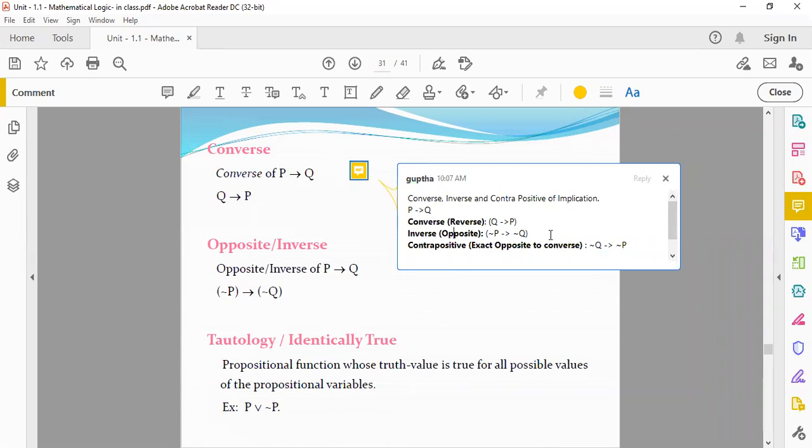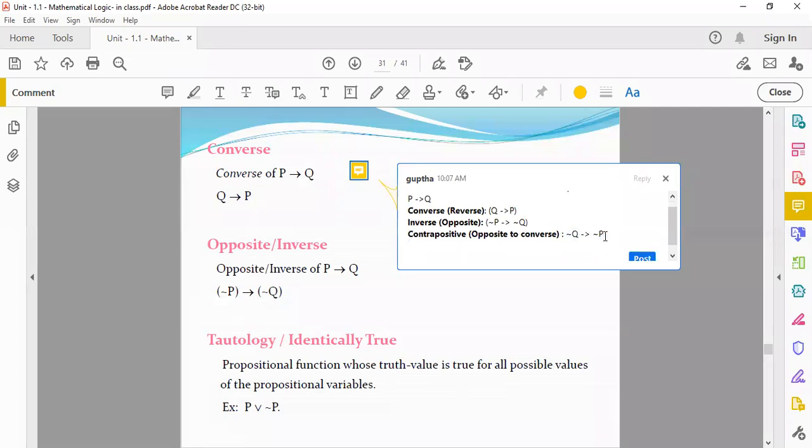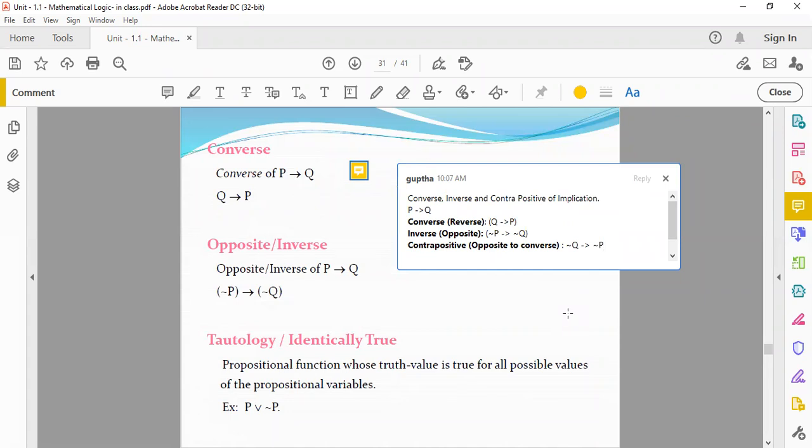And the next one is the inverse. It is the opposite of P implies Q: negation P implies negation Q. And the next one is the contrapositive, the opposite of the converse. A simple way is what I mentioned here, negation Q implies negation P. So this is the information about converse, inverse, and contrapositive.